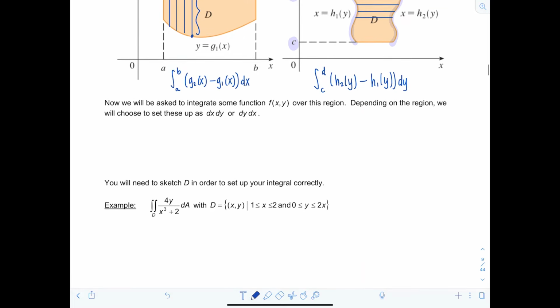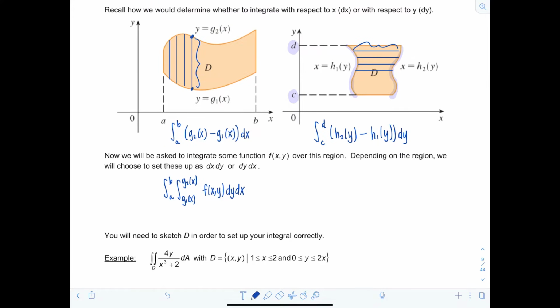So here are going to be your two options. Always remember the outer limits must be the constant ones. So if I have a to b on the outside, then I'm going to have g sub 1 of x, g sub 2 of x, and then f of x y dy dx. That should make sense because if we're integrating with respect to y, these are my limits for y. And then after we get that value, lastly, I have to integrate with respect to x, and these are the limits for x. You have to have the constants on the outside. Don't put function values as your outer limits.